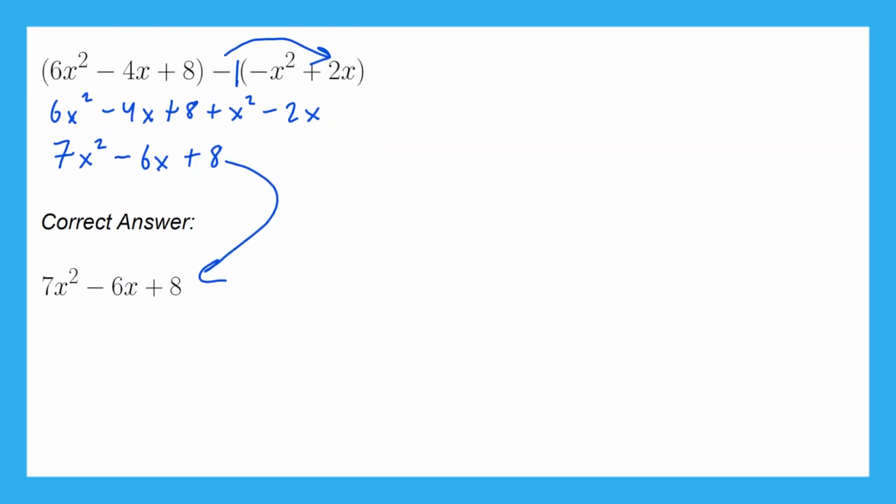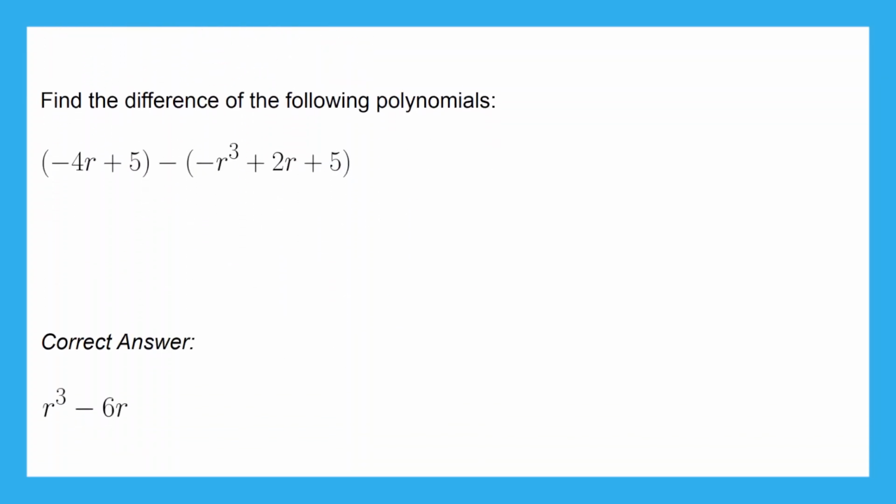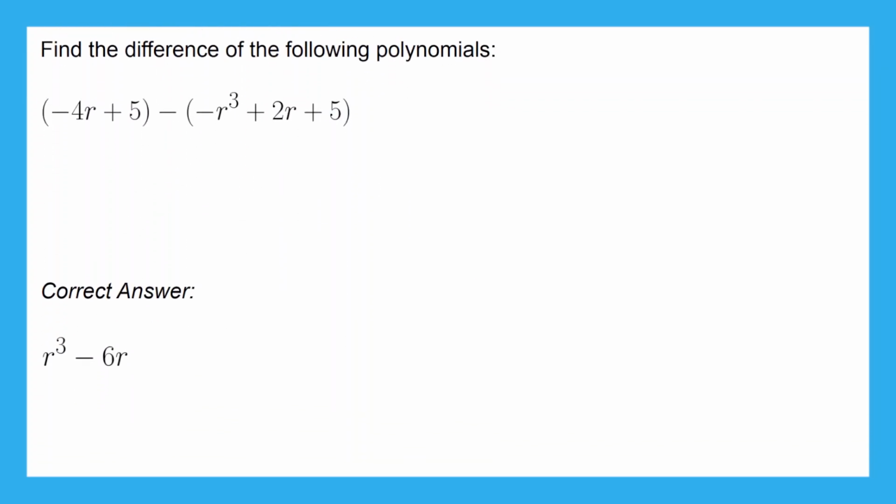Let's do another example like this. This time we have a cubed term. So the instructions here are exactly the same. They're just worded differently. Instead of saying subtract, they're just saying find the difference. So here we have nothing in front of this parenthesis, right? We have no sign and no number. So we can just rewrite that first polynomial with no parentheses. So we're going to say negative 4r plus 5.